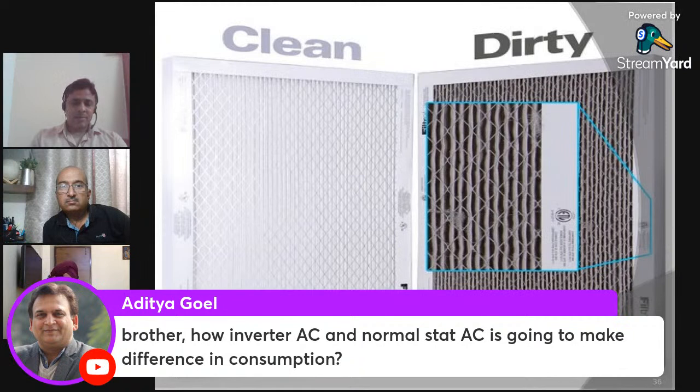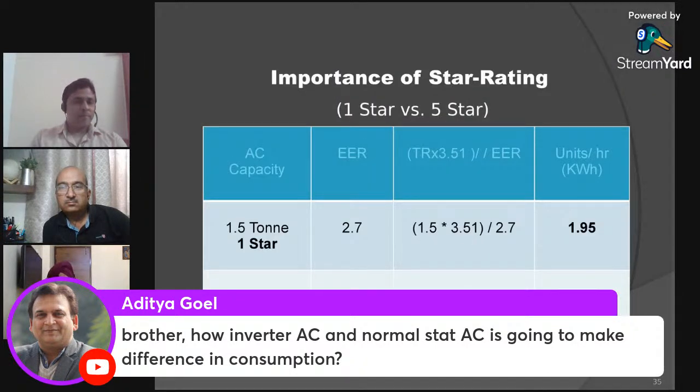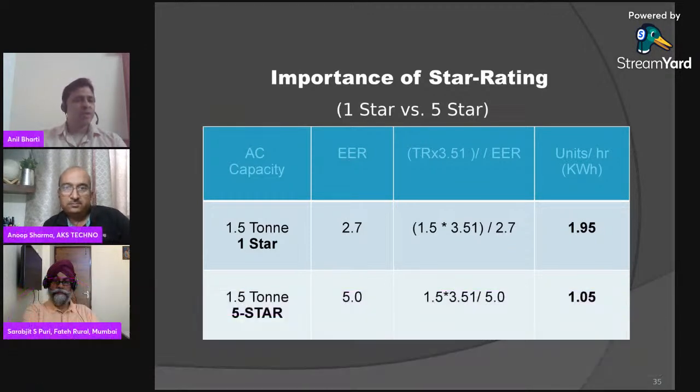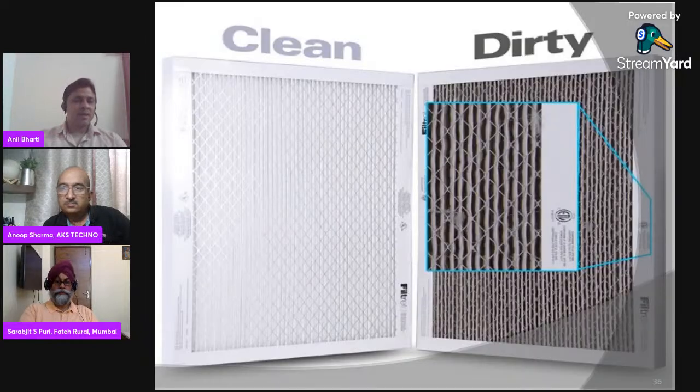ये क्वेश्चन और आया आदित्य गोयल जी से कि हाउ इन्वर्टर एसी एंड नॉर्मल स्टैट एसी इज गोइंग टू मेक डिफरेंस इन कंजम्पशन. Yeah, I have already taken many points on this question or related to this question in my last slide. So he has to wait. So ये हमने choose कर लिया था. Now you can look into this slide.